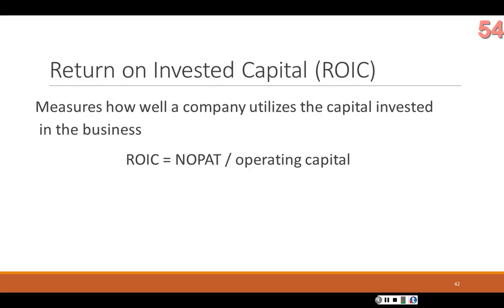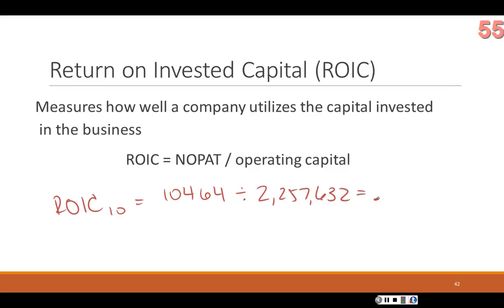So how well a company utilizes the capital invested in the business is the return on invested capital, and it's equal to the net operating profit after tax over operating capital. So we can do this for our company. Our return on invested capital for 2010 is equal to our net operating profit after tax, the $10,464, divided by our operating capital of $2,257,632. And that's 0.5%. We can do the same thing for 2009, and you'll get 11%.